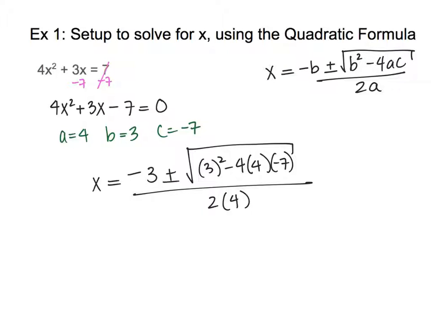And then from here, you can see that you can try to simplify it, like maybe multiply the bottom out, maybe simplify the inside of the root, and then keep simplifying until you can't. I'm not going to work out this problem fully because it's just asking me to set up to solve for x.